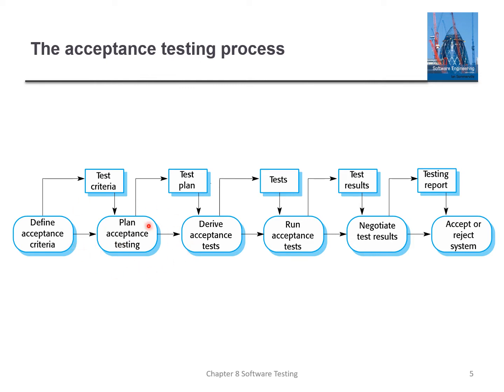Okay, then they will start to plan. The planning happens to allocate resources, and to decide on the scope and what is to be tested, again based on the testing criteria. Right, from here they produce a test plan. Okay, how much time, who will be involved, what is to be tested, right?